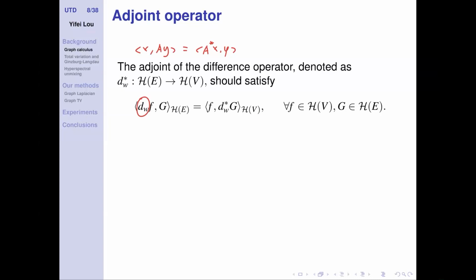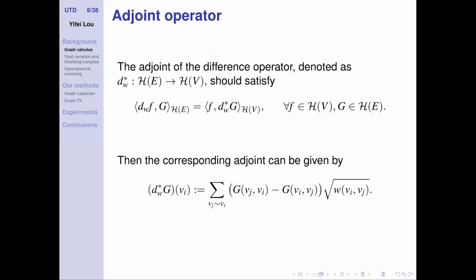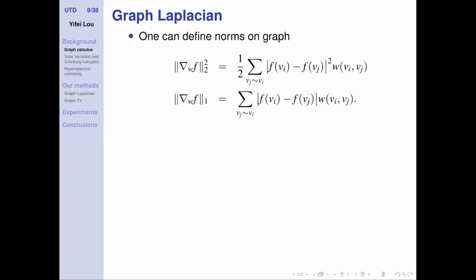Okay, so based on the inner product and the derivative operator, we can derive the adjoint operator, what it looks like. So after some manipulation, we can get the adjoint of the derivative in this form. So it has some duality, right? If you remember, the derivative is f(vi) minus f(vj) multiplied by the root of w. The adjoint is g(vj, vi) minus g(vi, vj). Anyway, you take the difference of g and multiply by the square root of w. And then we need to assume w is symmetric, so we can have this nice form.